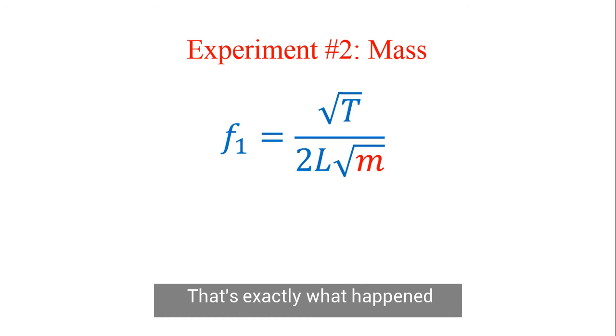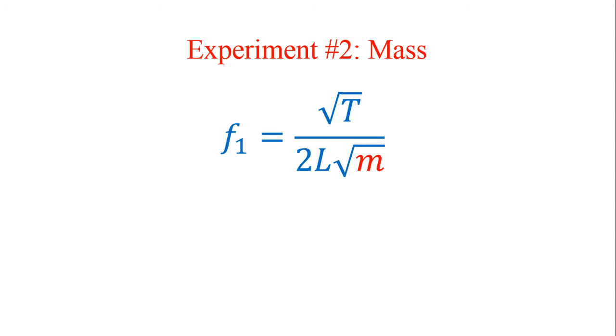That's exactly what happened. Just as the formula states, the glasses with higher masses have lower pitches, meaning that their fundamental frequencies are smaller, while the glasses with smaller masses have higher pitches, meaning that their fundamental frequencies are larger.